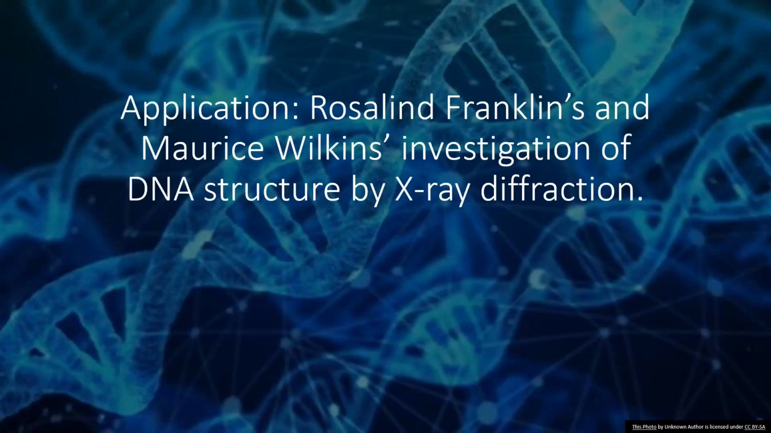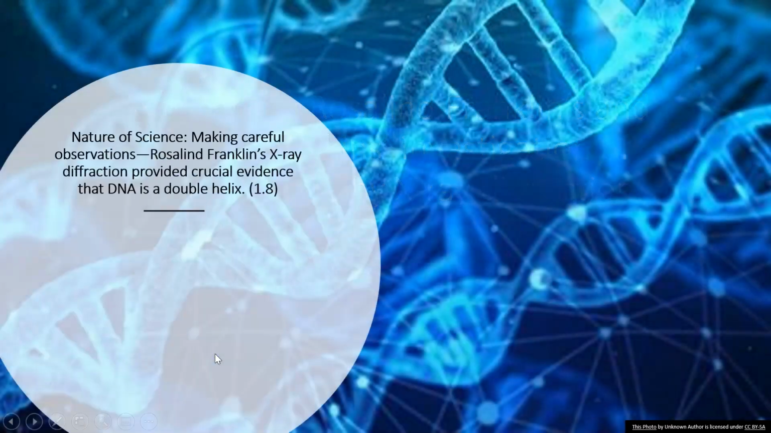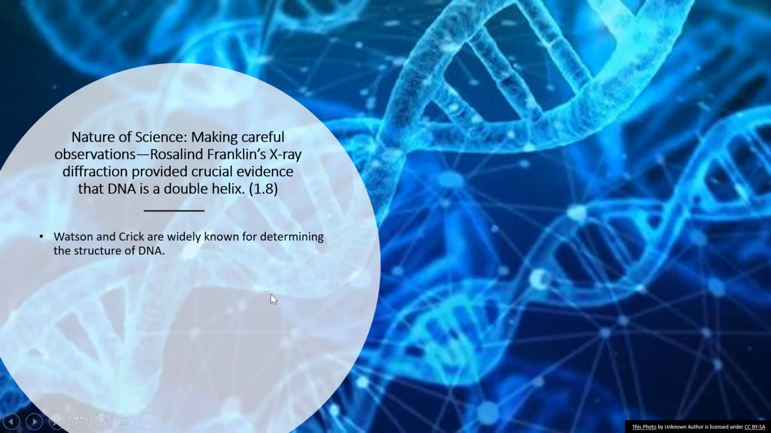So we're going to start off looking at one of the applications here, and this is where you need to be able to understand that Rosalind Franklin and Maurice Wilkins investigated the structure of DNA using a technique called X-ray diffraction, and they actually discovered the structure of DNA before Watson and Crick. However, they didn't actually publish their work, and what happened was Watson and Crick took Franklin and Wilkins' understandings and knowledge and built on it, and then claimed it all as theirs.